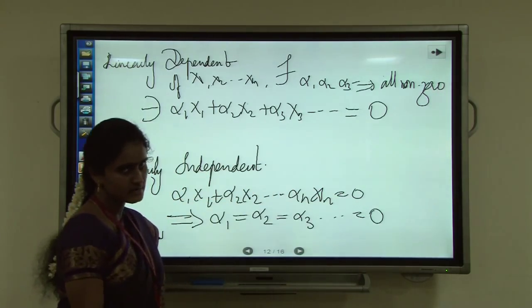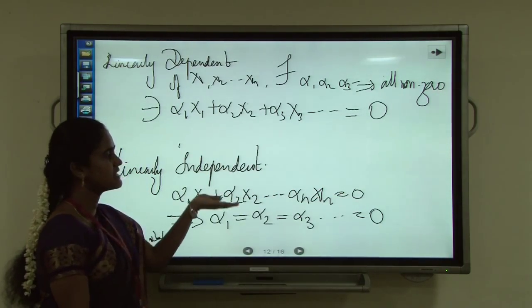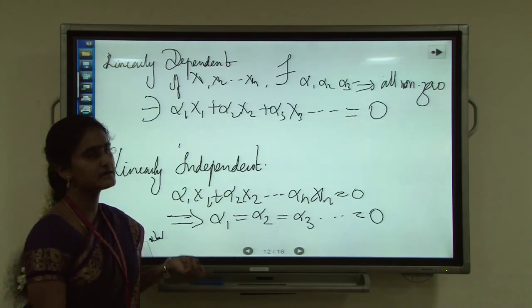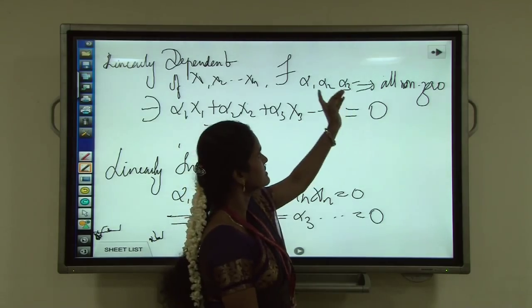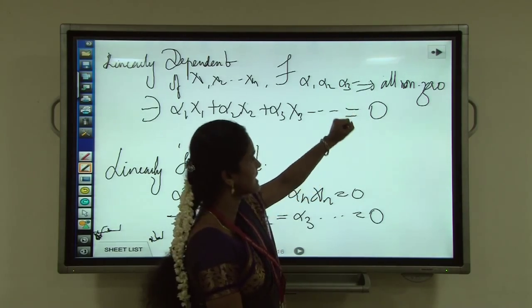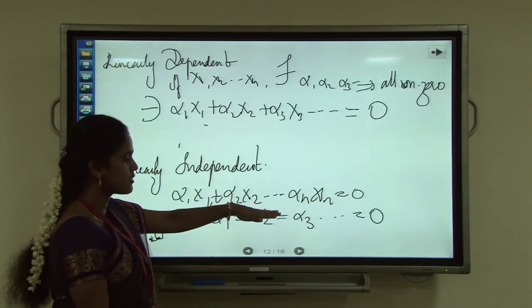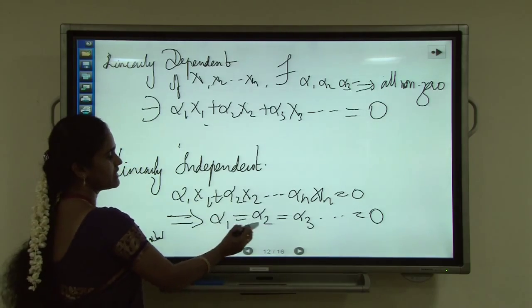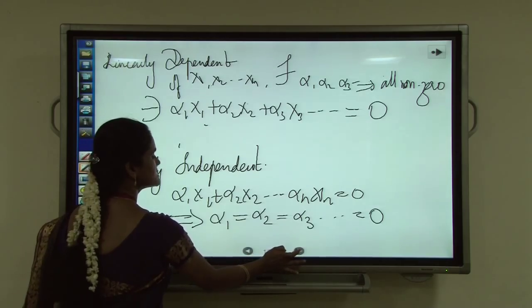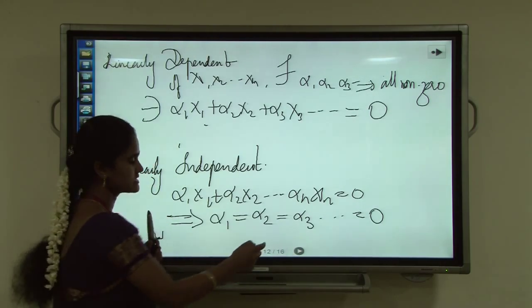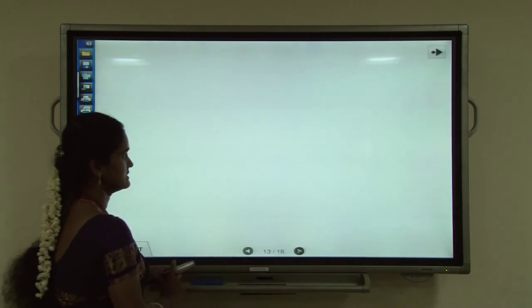Now it is very clear. When do we say it is linearly dependent, and when do we say it is linearly independent? The linear combination is equal to 0 provided there exist non-zero scalars. Here you can say the linear combination is 0 provided the scalars, the alphas, are all equal to 0. We will use the linearly dependent and independent concept in eigenvectors.